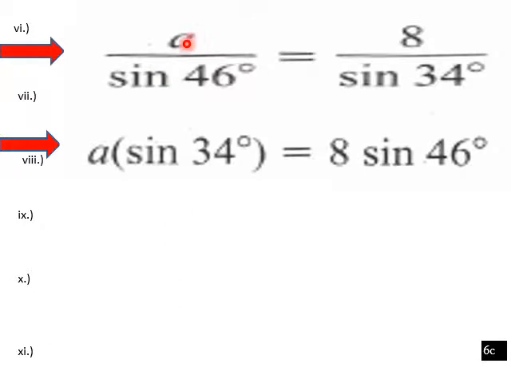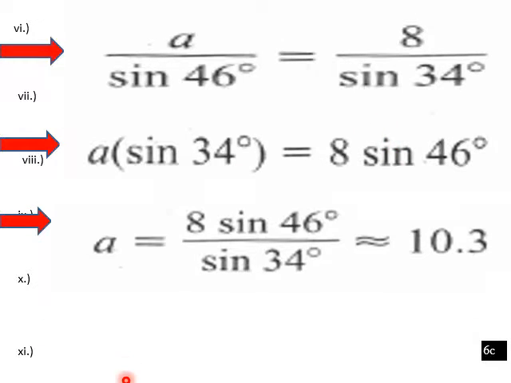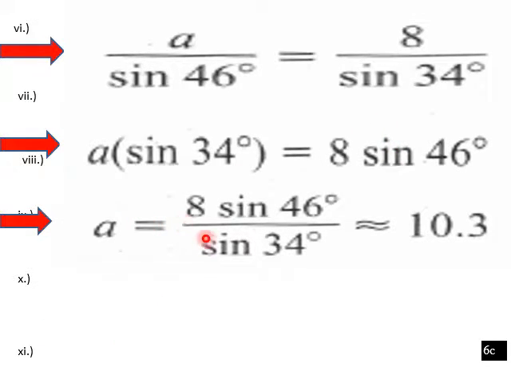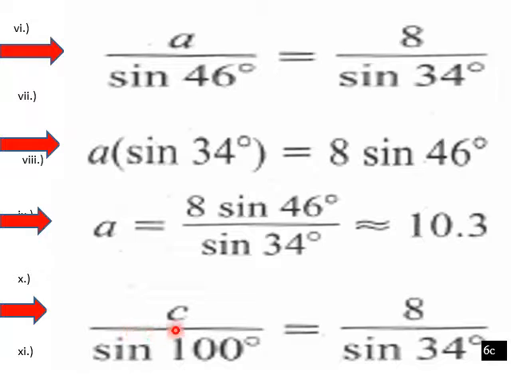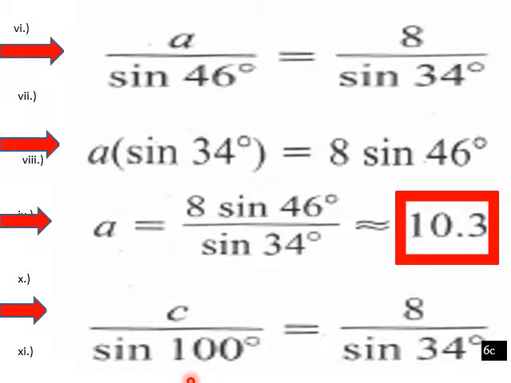Then we plug into our law of sines: a over sine 46 equals 8 over sine 34. We're going to cross multiply. Then we get a equals 8 sine 46 over sine 34, which is approximately 10.3. Now we have our second proportion to handle: c over sine 100 equals 8 over sine 34, and 10.3 equals a here.